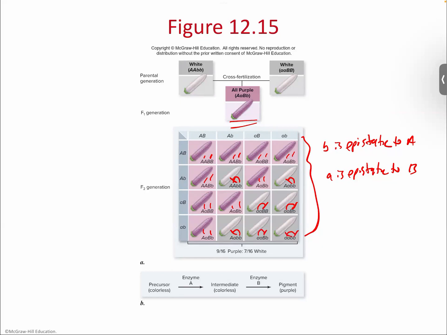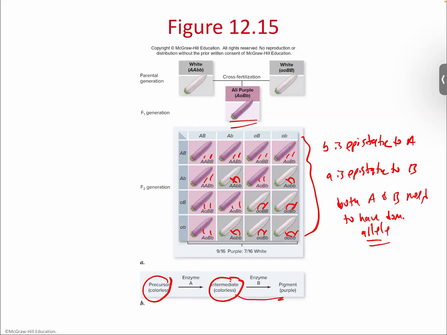So what this basically means is that both A and B need to have a dominant allele. They need each other. So what we found out later was that this is actually a biochemical pathway, where you have a colorless precursor at the beginning that is then converted into a colorless intermediate by enzyme A, which is encoded by gene A. And then this colorless intermediate is converted into the purple pigment by enzyme B, which is encoded by gene B.